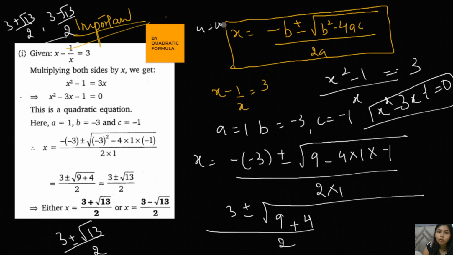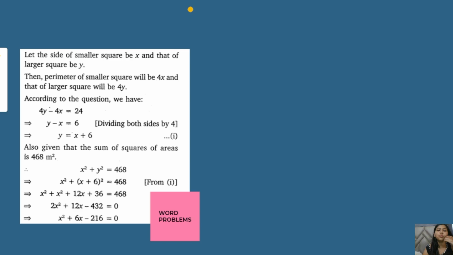Okay, and now the main thing that you people have to learn is the word problems, right? So with word problems, people are not able to make the equations. In other questions the equations are already given, but the equations are not given in the word problems. So you have to make the equations in the word problem.